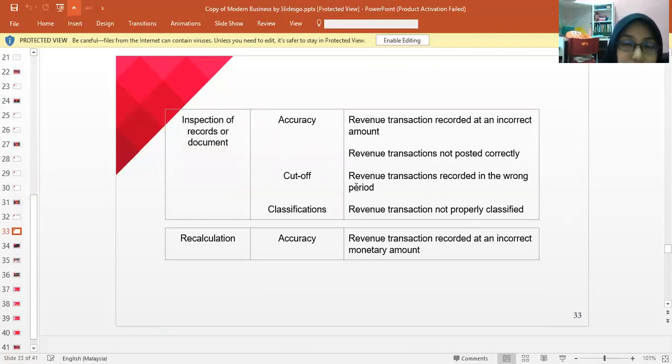More on the audit procedure in inspection of records and documents. In cut-off, the possible misstatement will be revenue transactions recorded in the wrong period. While classification, also in the category of inspection of records or documents, is that revenue transactions are not properly classified. Next will be audit procedure for recalculation to get accuracy in mathematical accuracy, so that revenue transactions are recorded in a correct monetary amount.